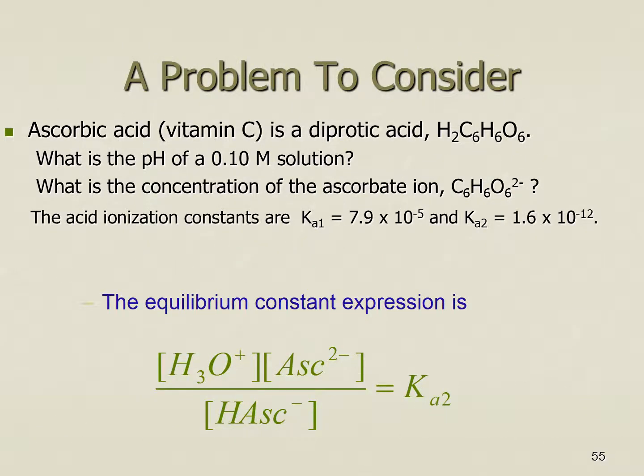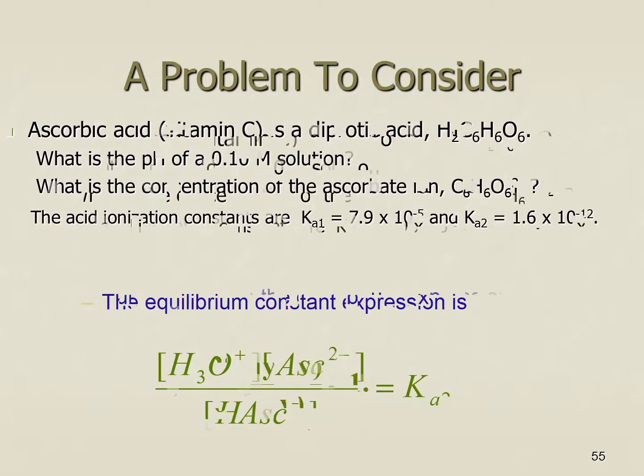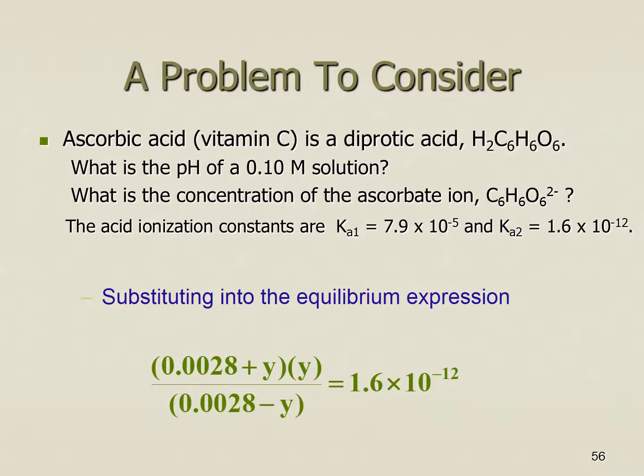Here's our equilibrium expression. Plug the numbers in. Okay, and we have (0.0028 plus Y) times Y over (0.0028 minus Y) equals 1.6 times 10 to the minus 12. That looks like a really complicated equation to solve, but luckily we can use our simplifying expression again. This time our CA is 0.0028 and our KA is 1.6 times 10 to the minus 12. So let's see what that gives us.